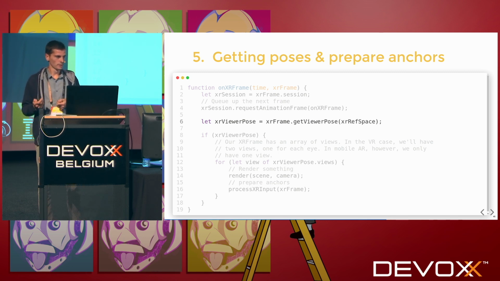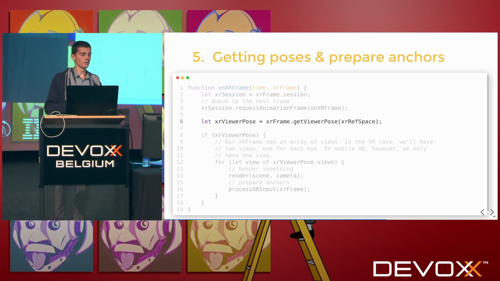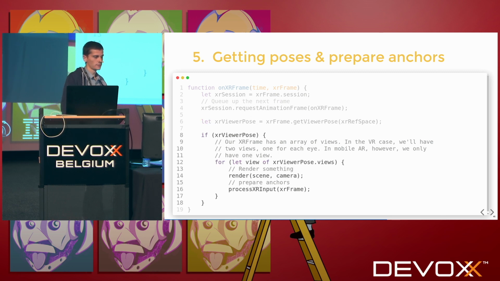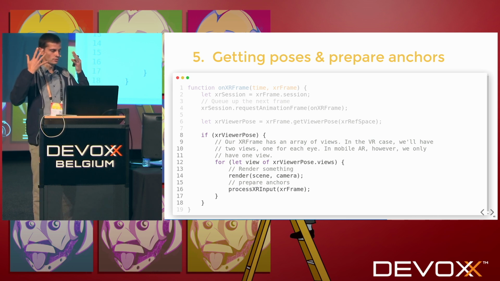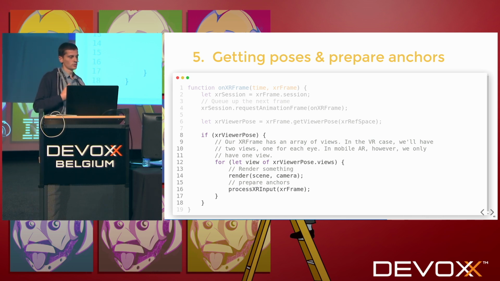So later, for each frame, when you are rendering everything, you can get information about where the viewer is. For that, you give the API the frame of reference, and the API will give you the current pose. After that, if we are in VR, there are two views currently rendered, so you have to loop around these views and render everything. Or, for example, in augmented reality, there is just one view. And after, you can render your scene in 3D, and the API will display it correctly on the device.